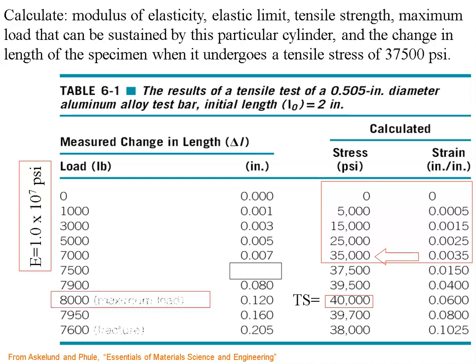The maximum load that can be sustained is going to be 8,000 pounds, as we again can see that on the left-hand side. And finally, the change in length of the specimen at a tensile stress of 37,500 psi. We look for that value in the stress, and we see the corresponding strain, and from that we can calculate the change in length. We find that it's 0.03 inches.